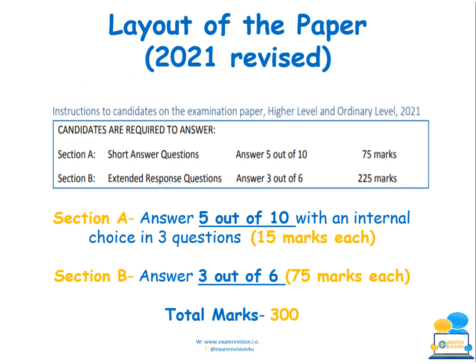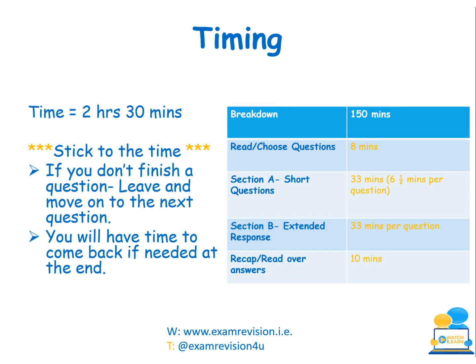So quite a good choice this year. 5 out of 10 in your short answers in section A and 3 out of 6 in your long answers in section B. So the timing of the paper then is 2 hours and 30 minutes. If you break that down into minutes, that's 150 minutes.